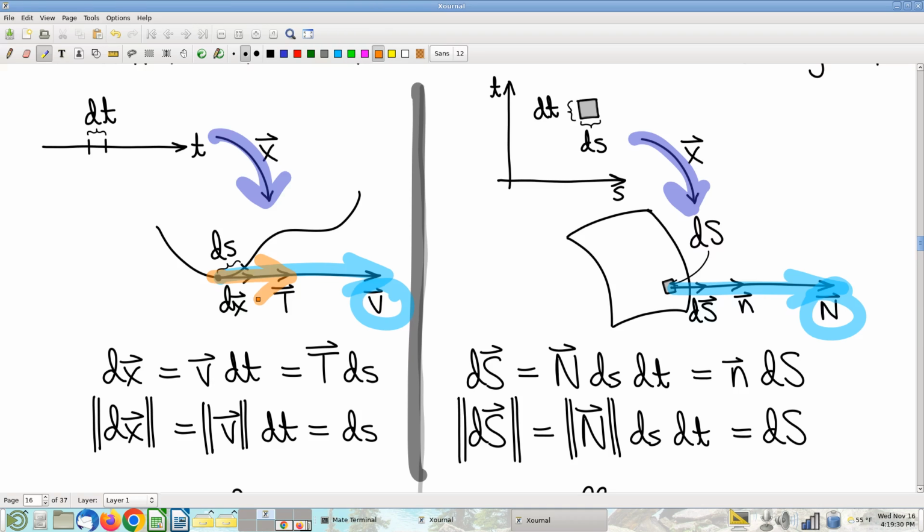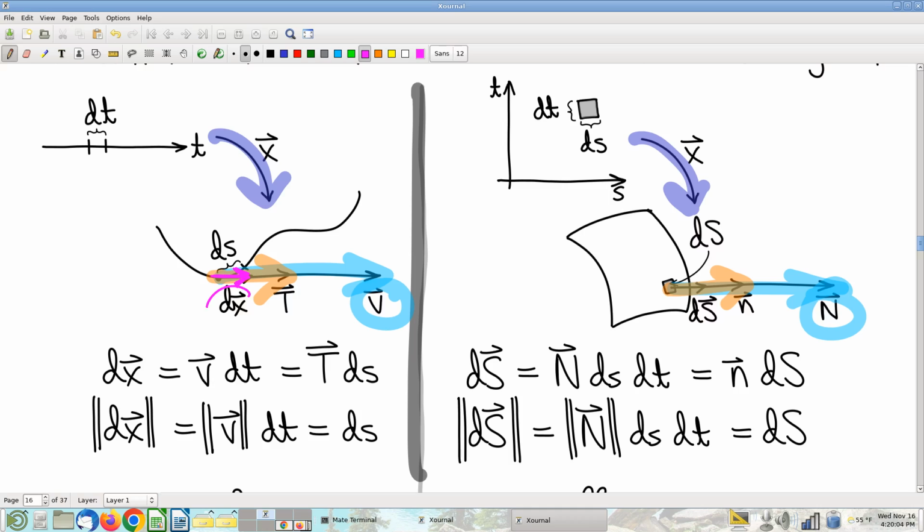Next, I'll use orange. The unit vector in the direction of the velocity gives me the tangent vector, which defines the orientation. The unit vector in the direction of capital N gives you the unit normal, which defines the orientation. So both of these derivatives point in the directions that define the orientations. So there's that.